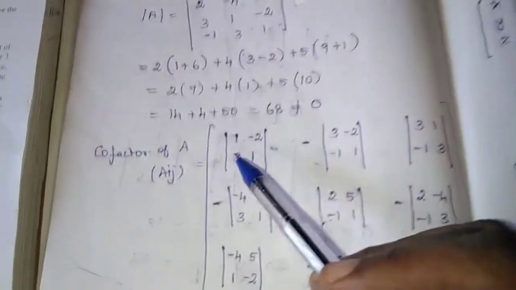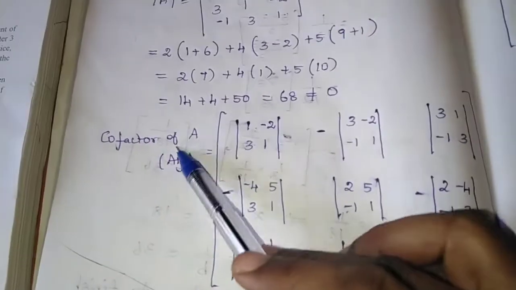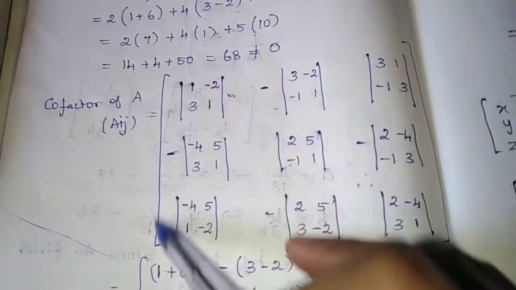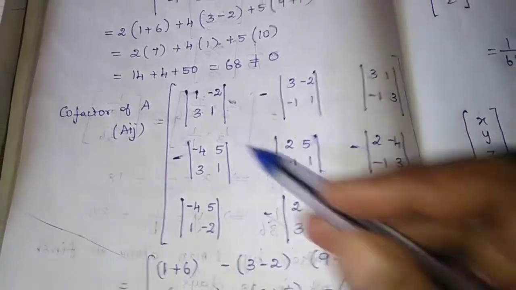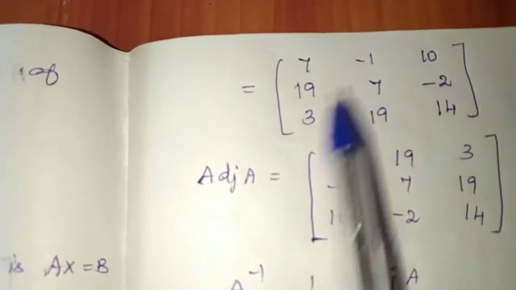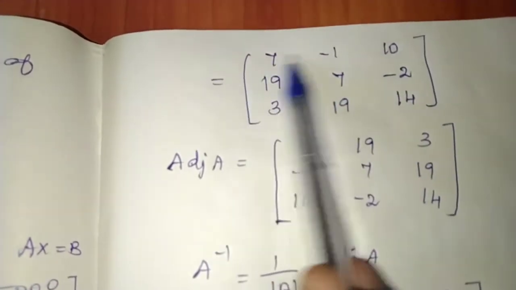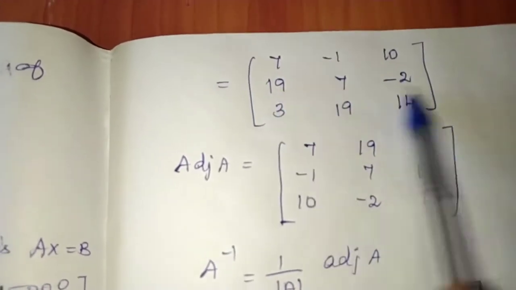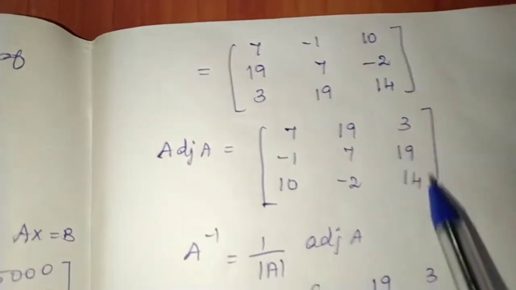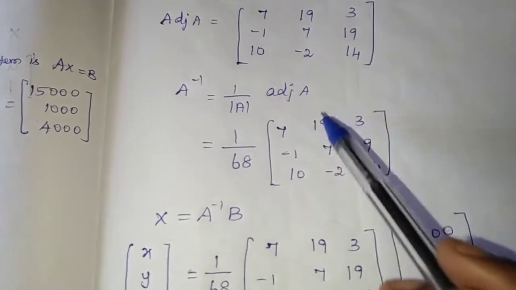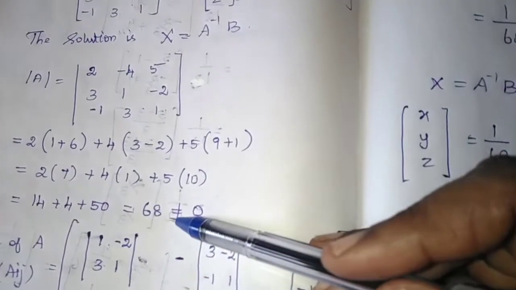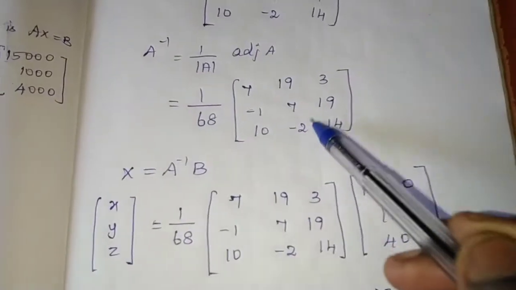Next, adj means first we want to find cofactor. Cofactor of A. You know this determinant value. Simplify, we get the cofactor of A. Adj means transpose of the cofactor. Transpose of the cofactor, row changes to column, row changes to column, row changes to column. We get adj A. A inverse equal to 1 by mod A into adj A. Mod A value 68, that is 1 by 68 adj.